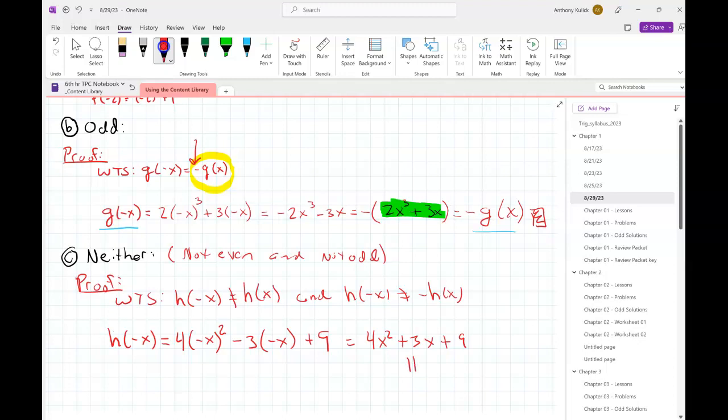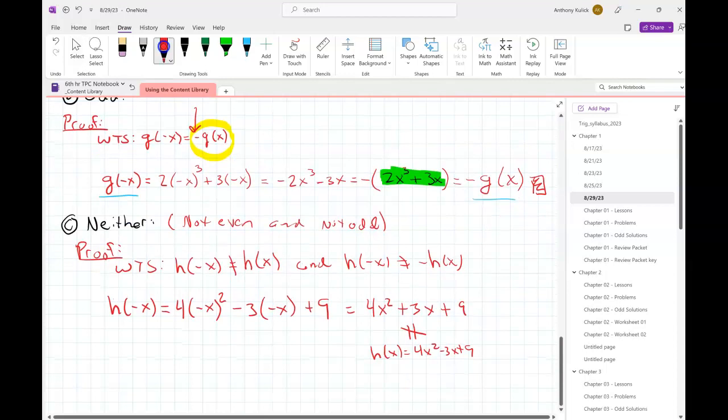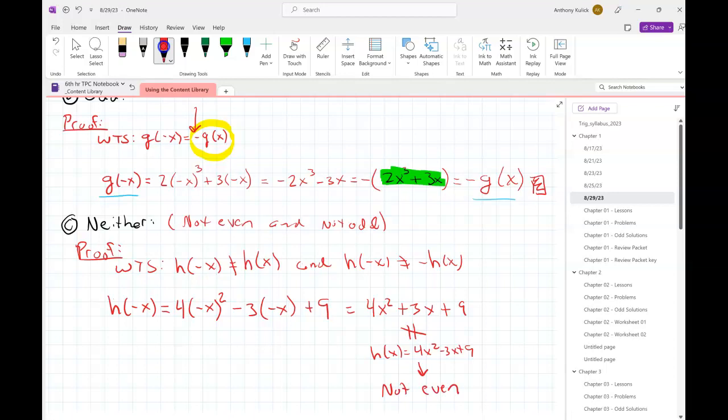So at this stage of the game, I notice that this does not equal h of x, right? So I know that we're not even. Why doesn't it equal h of x? The signs on the 3x's are different, right? Even though everything else is the same, if there's one difference, that's enough to say they're not equal. So far, so good.